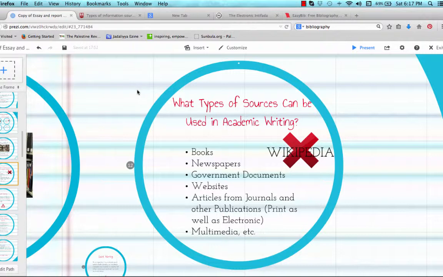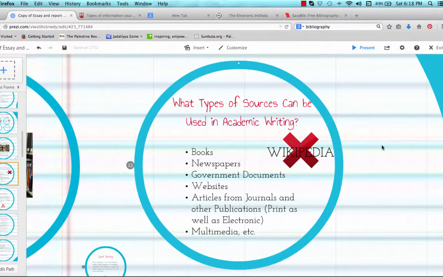You can use books. You can use newspapers, but please keep in mind, with newspapers, do not use opinion pieces. Opinion pieces meaning that writer's opinion: does he agree, does he not agree, and so on and so forth. You can use government documents if you want factual information. You can use specific websites, not every website. You can use articles from journals and other publications, and multimedia. Multimedia meaning specific pictures, music, print, art. All right, take a look at that big X here.